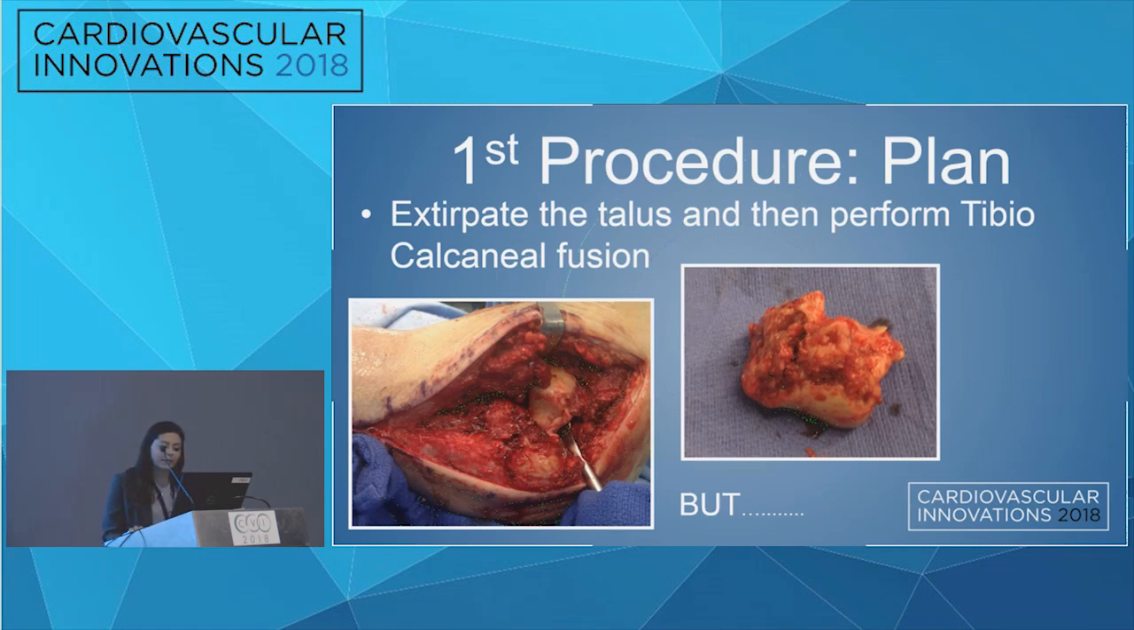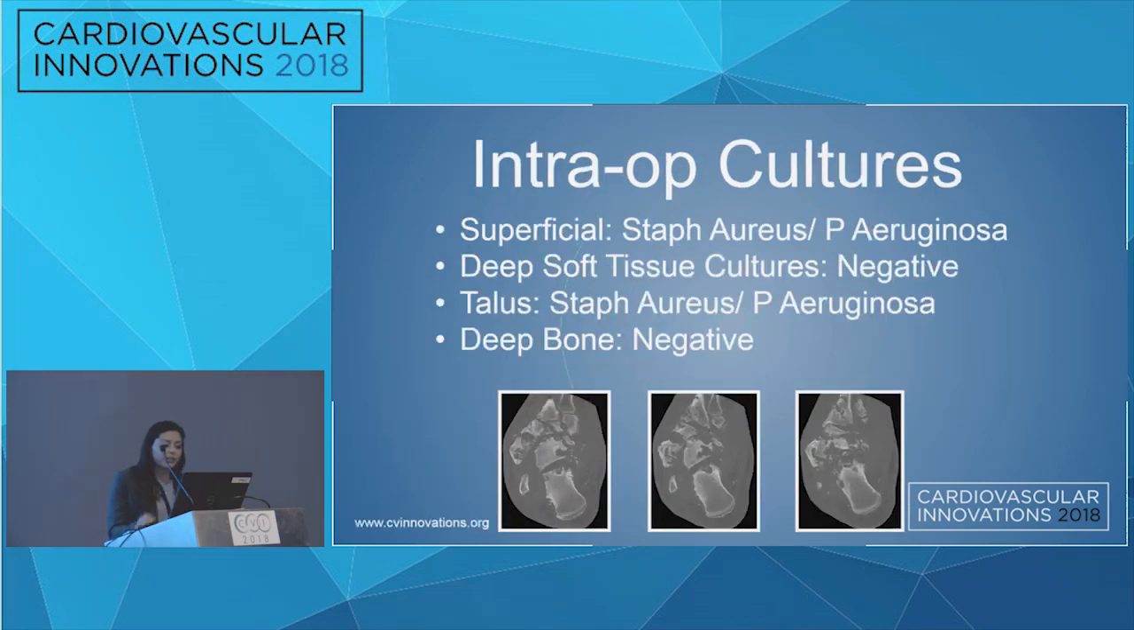Disregarding the fusion at this time, deep and superficial tissue cultures of bone and soft tissue were taken, and the patient was admitted to the hospital for antibiotics and for delayed primary closure, depending on the results of the cultures. So intraop cultures, superficial, you had staph and Pseudomonas. Deep soft tissue cultures were negative. The talus did have staph and Pseudomonas as well, and then deep bone was negative. And at this point, the patient had been off antibiotics for at least the 6 weeks.